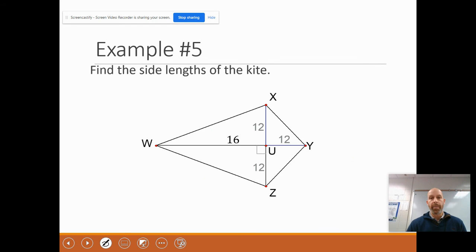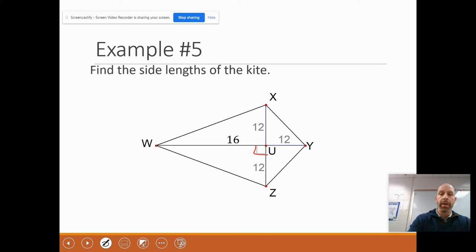All right, so that was example 4. I've got one more example and then one little slide after that. So this problem, we've got a kite again. And this time it says find the side lengths of the kite. So first of all, since this is a kite, we know that this has to be perpendicular. And it tells us this in the picture too. But that has to be true if this is a kite.